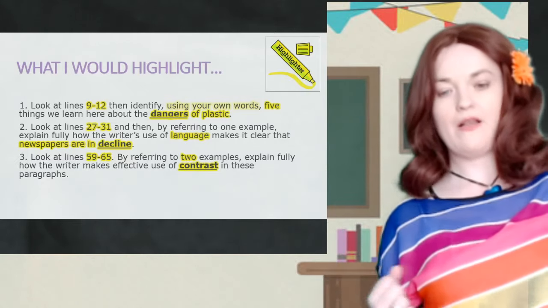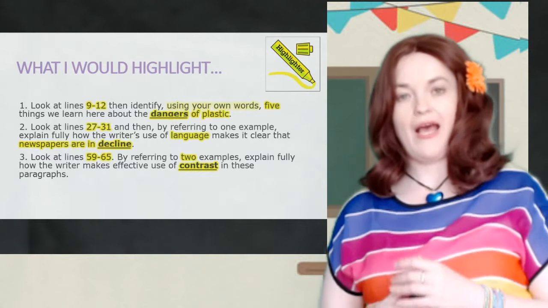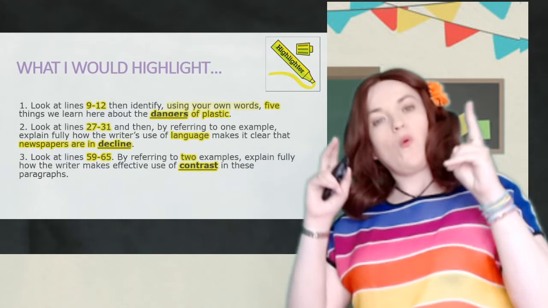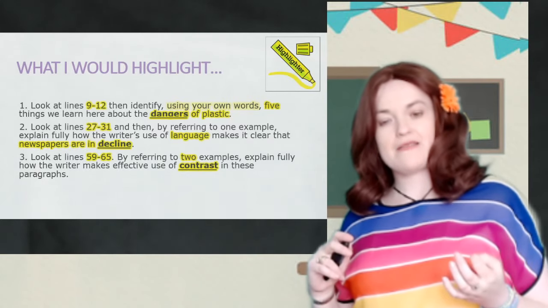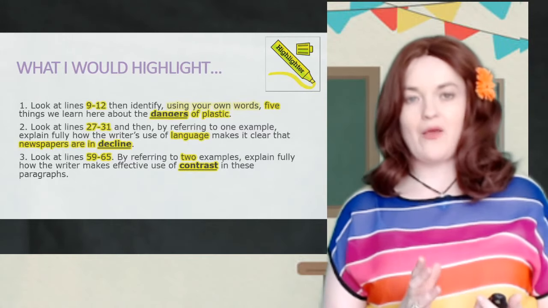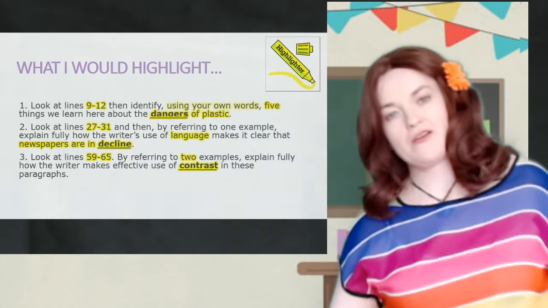Next one, again, line numbers. Then the word language, because I'm now looking at the writer's language. So I have to quote and identify techniques. And then newspapers are in decline. Again, keyword decline. That's what happens with my credit card all the time.